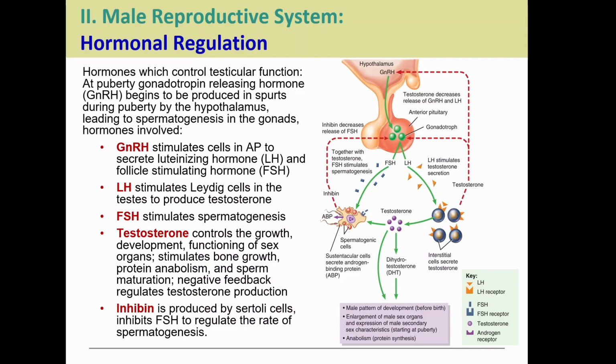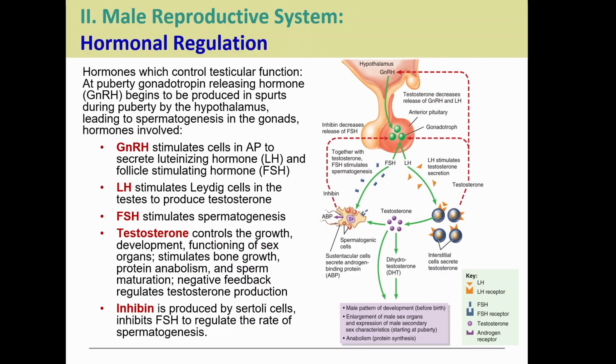LH is going to stimulate Leydig cells to produce testosterone. FSH will stimulate spermatogenesis. From there, the testosterone that we produce is going to help control growth, development, sex organ function, bone growth, protein anabolism, so building up proteins, sperm maturation, and whatnot. And of course, when we have enough testosterone, it will cause negative feedback, meaning once we reach a certain level of testosterone, it will inhibit the production of gonadotropin releasing hormone, luteinizing hormone and follicle stimulating hormone.